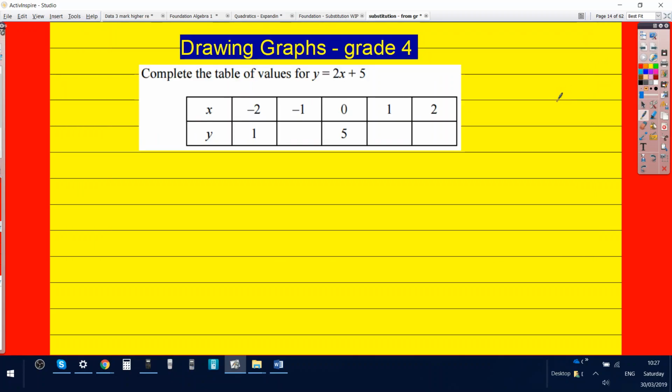How do you do this? So you would sub minus 1 into it. So it'd be 2 times minus 1, which is minus 2, and then add 5. That would be 3. Yeah.